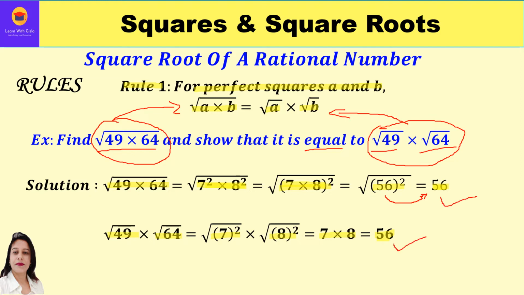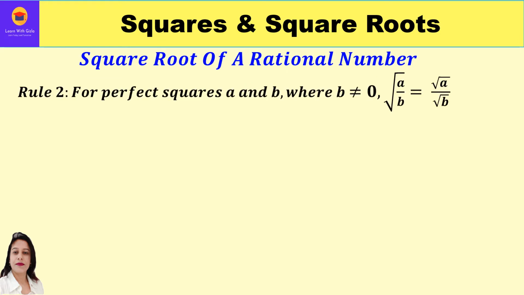So we can say we have satisfied the rule 1 that says square root of a into b is equal to square root of a into square root of b. So hope you have understood the first rule. Now let us learn about rule 2.